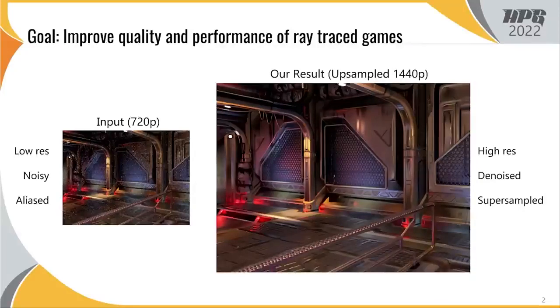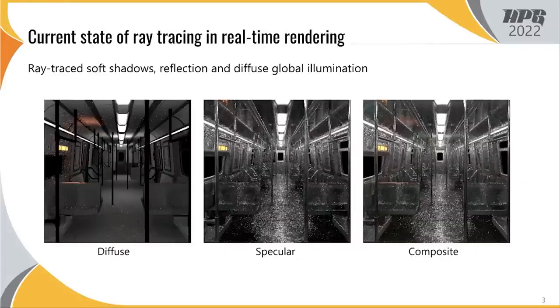In the teaser shown here, on the left, we have a low-resolution composited input signal that is undersampled to meet real-time budget, producing noise and aliasing artifacts. On the right, we show the results from our joint approach, producing a high-resolution output image that is denoised and supersampled. Ray tracing is now widely used in games to create realistic light effects such as soft shadows, glossy reflections, and diffuse global illumination.